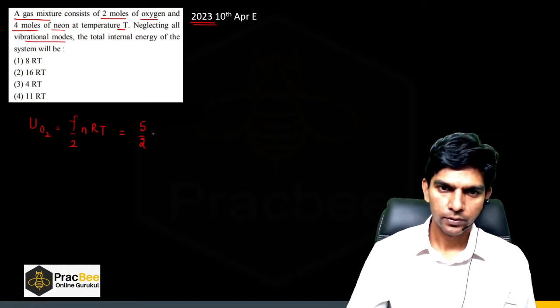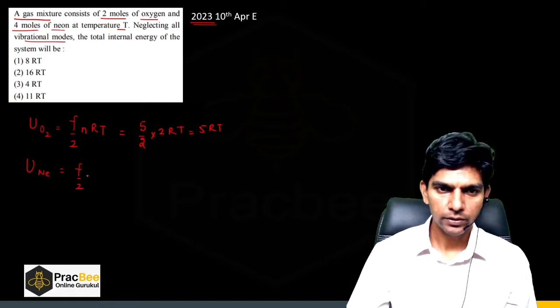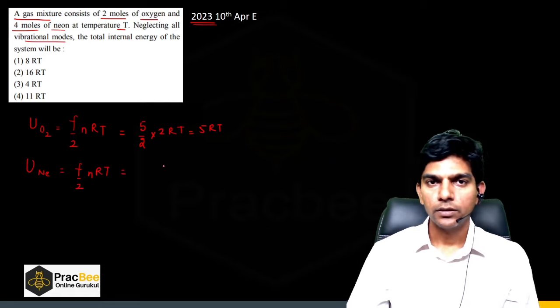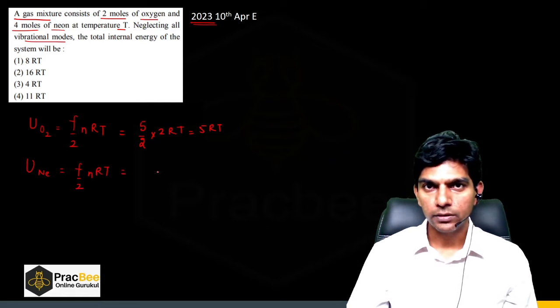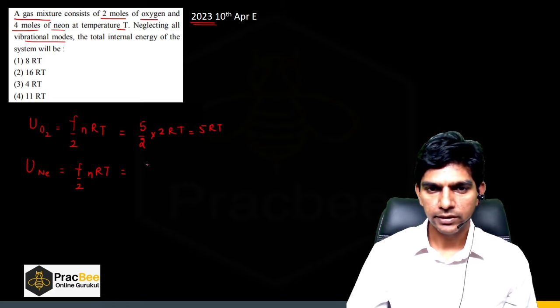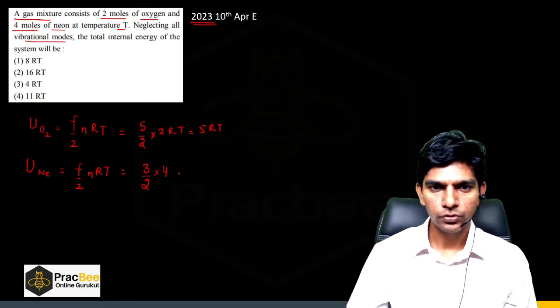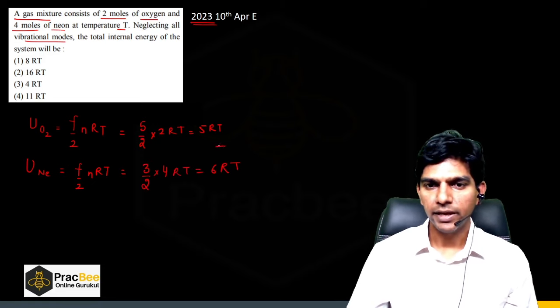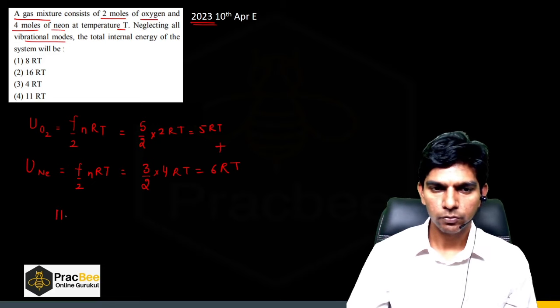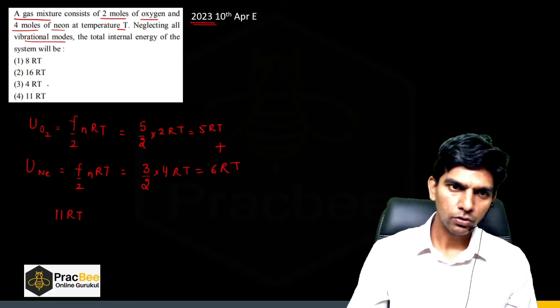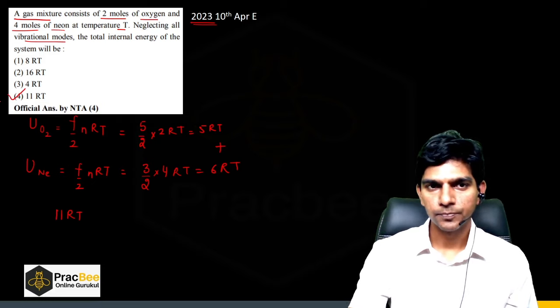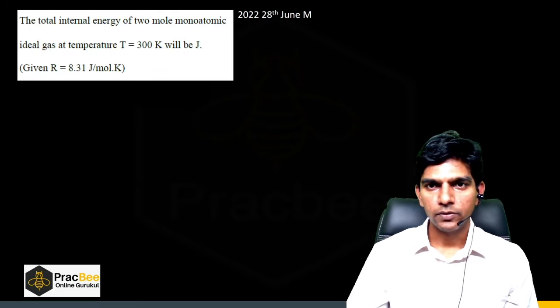Now the internal energy of neon will again be F by 2 nRT. Neon is a monatomic molecule, so F will be 3, right? 3 by 2, number of moles is 4, RT, so it will be 6 RT. Now simply add these two values, it will come out to be 11 RT. So option 4 is the right answer. Right, so now let us see the next question.